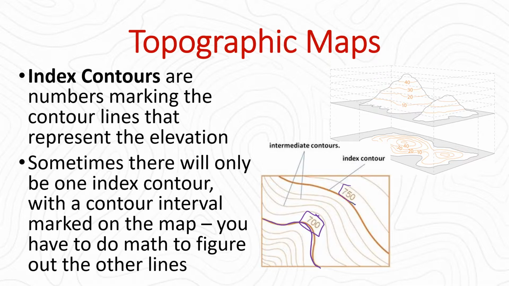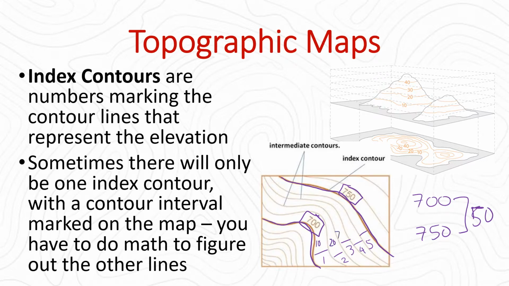So for example, this one has many different contour lines, but only two have an index, 700 and 750. So you would have to figure out all these other ones, how far apart they are from each other. Well, we can see there's 1, 2, 3, 4, 5 spaces between, and we went up 50 feet. So these can each be 10 feet. So 710, 720, 730, 740, and 750. That's what we'd end up with. All right.